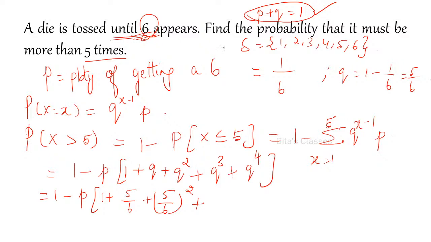Now P is 1 by 6, we know. That is, until 6 appears, getting a number 6 is our success. So P is 1 by 6. So Q is not getting 6, so 1 minus 1 by 6 which is 5 by 6. Understood? So 5 by 6 the whole squared, 5 by 6 the whole cube. Substitute and tell me the value.